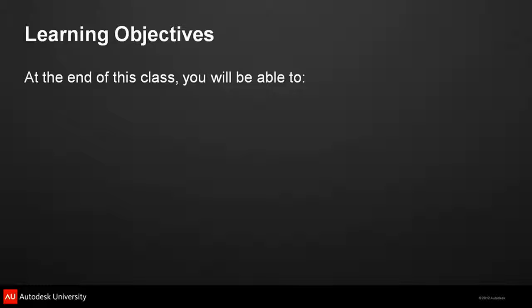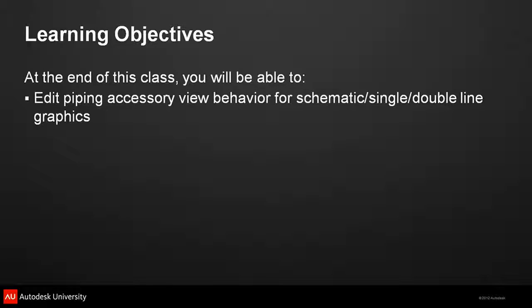So at the end of the class, this is what you're going to be able to do. Pipe accessories view behavior for schematic and single line, double line graphics. Everybody knows that single line and double line pipes work really well in Revit, don't they?